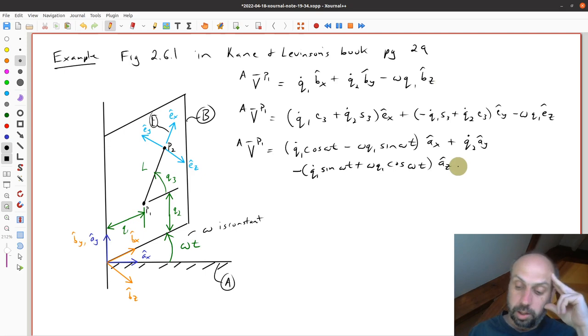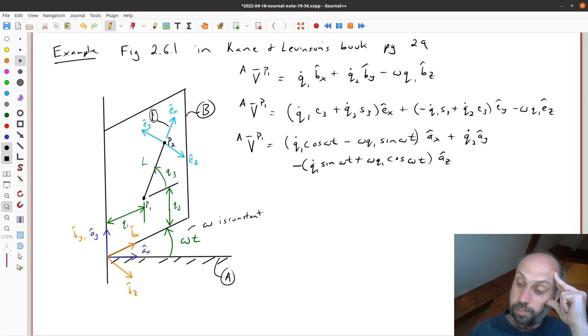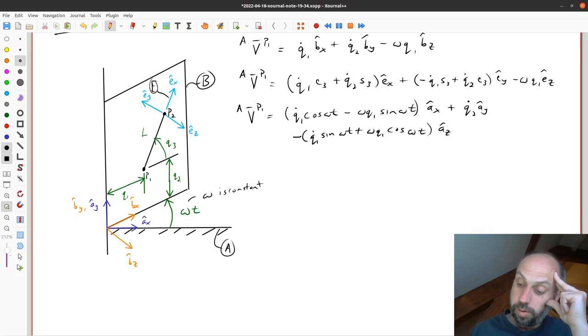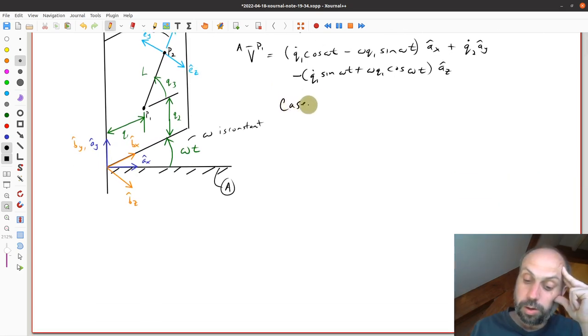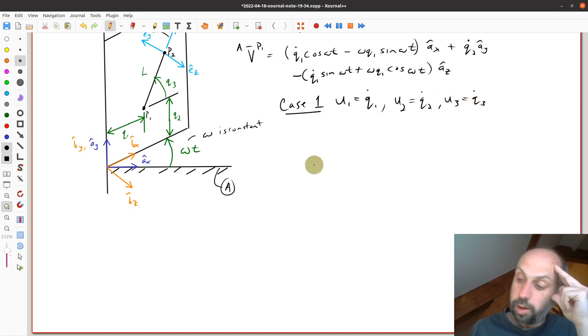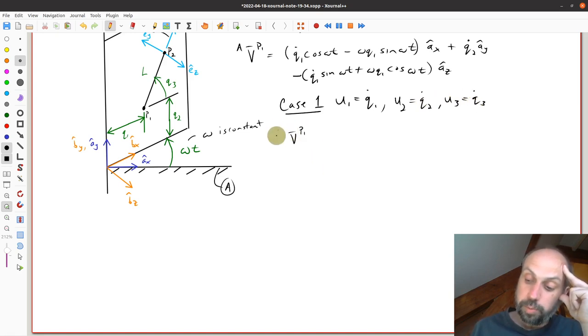So let's try to calculate the partial velocities of P1 in A, given some different choices in the generalized speeds. So case one, let's just use the simple definitions: U1 equals Q1 dot, U2 equals Q2 dot, and U3 equals Q3 dot. So then I can rewrite my velocity of P1 in A as U1 BX plus U2 BY, and then minus omega Q1 BZ.